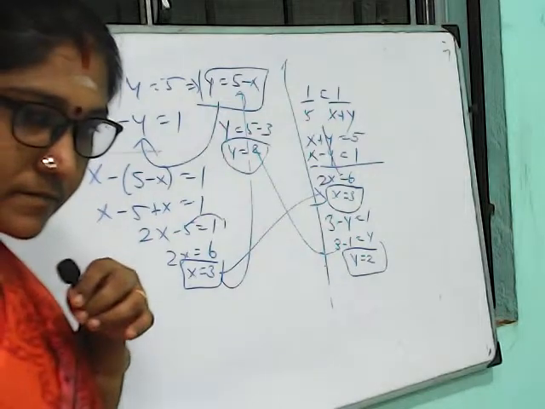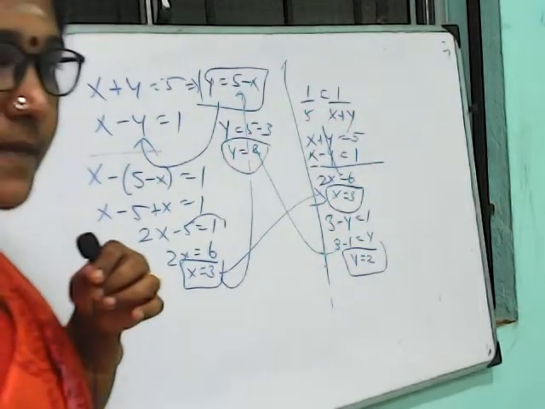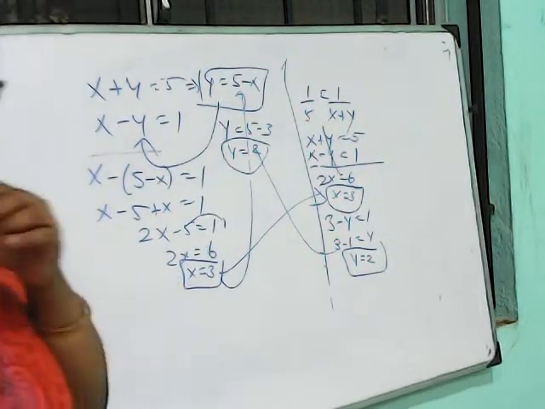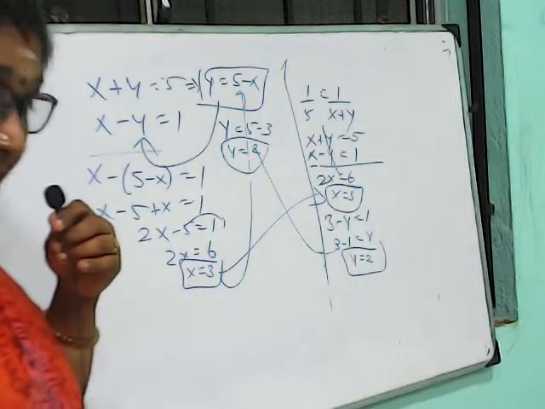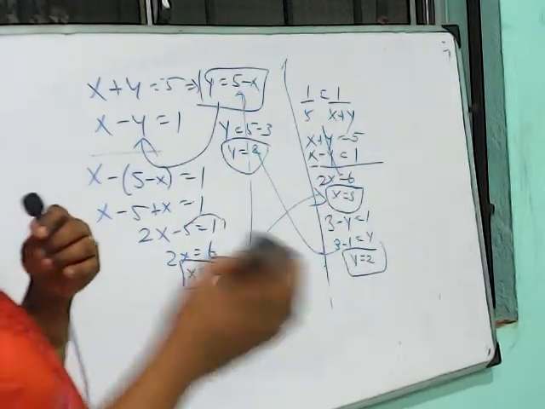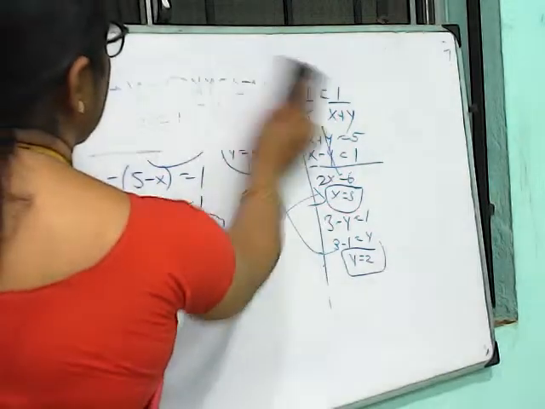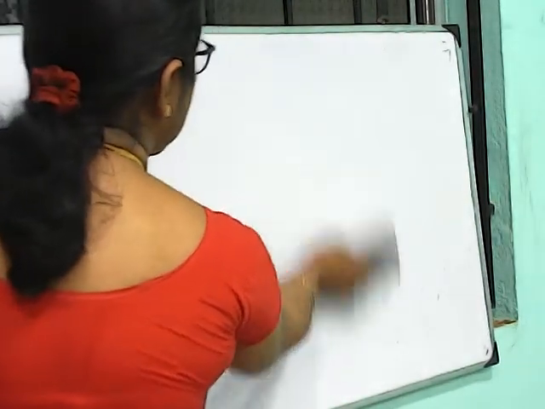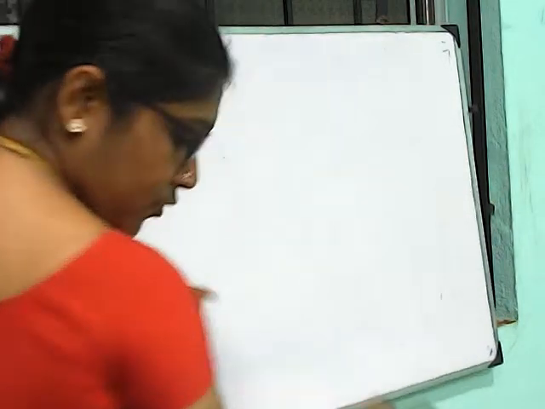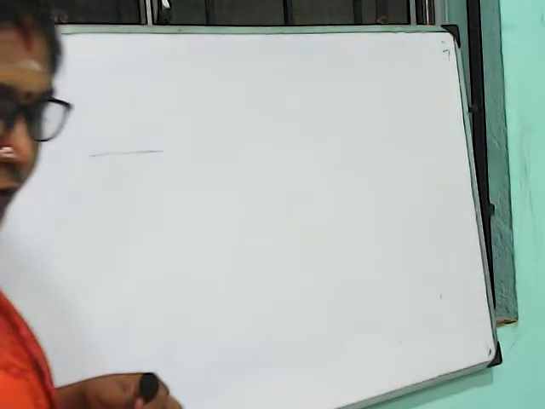Got it? Is there any doubt in this method? Sure? Can we go on to the next chapter? One more important one is solving equations graphically. So how will you do it graphically? Many people get confused with graphs. So let me do one problem and graph and let me show you.